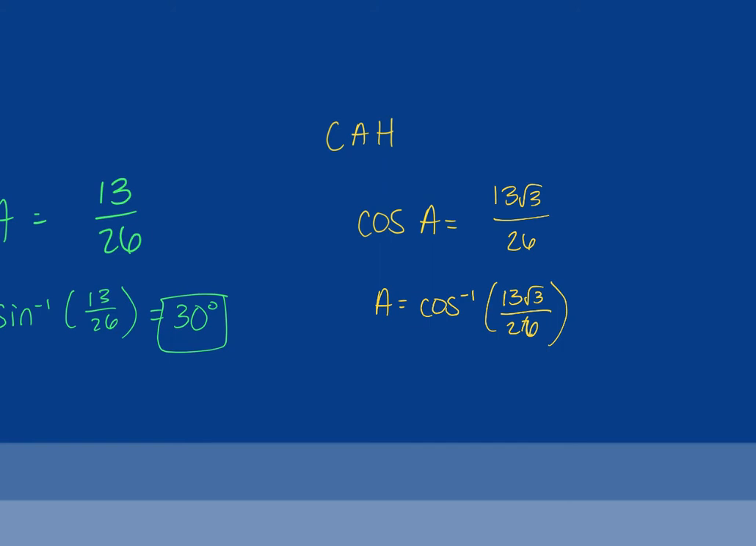Now I want you to plug into your calculators the cosine inverse of 13 times the square root of 3 divided by 26, and you should get 30 for the last one as well.